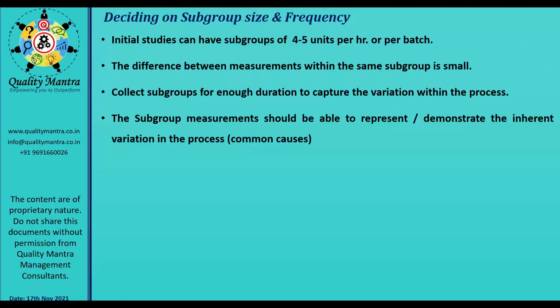Normally, how are you going to decide the size and frequency of a subgroup? In initial studies, around 4 to 5 units per hour or per batch are taken as a subgroup. How do you come to know whether the subgroup you have chosen is correct or not? The range of the subgroup should be small. If the range is high, the subgroup is not a true representative of the condition during that particular time.